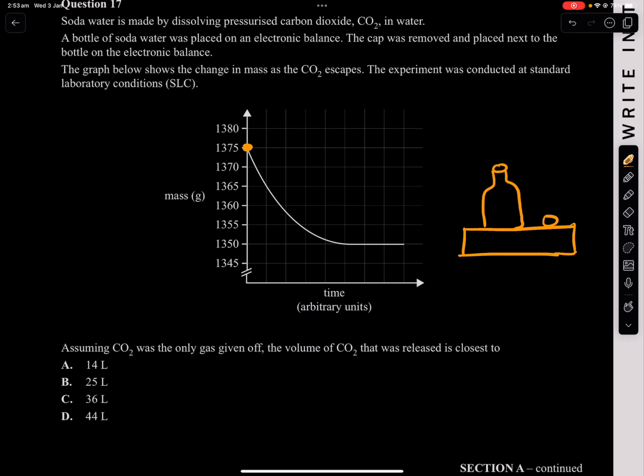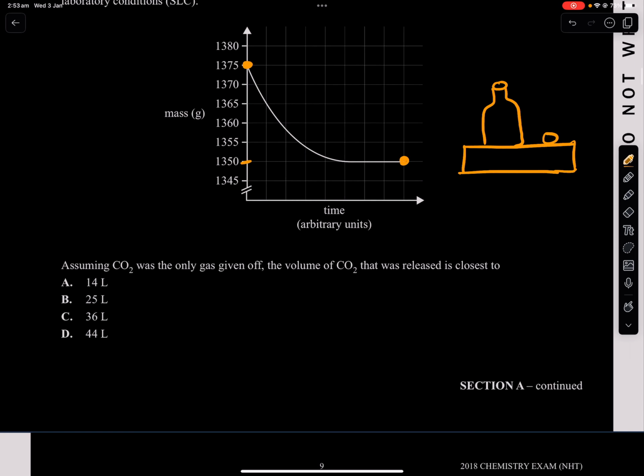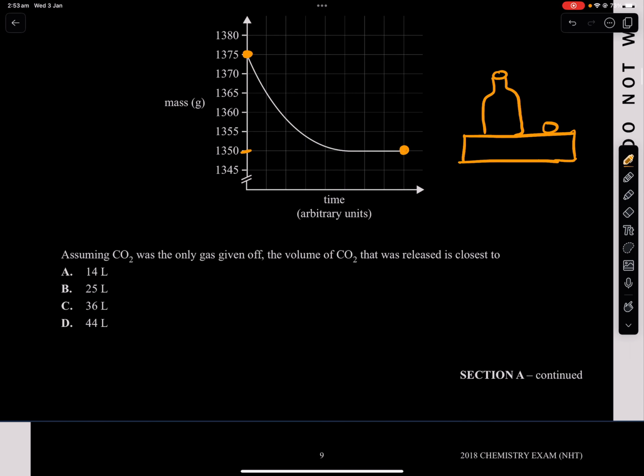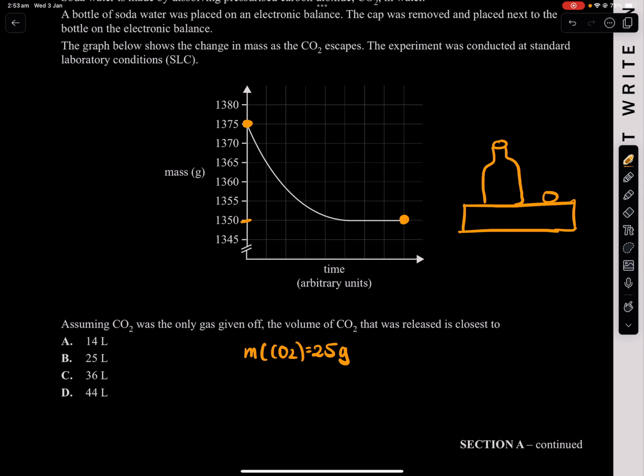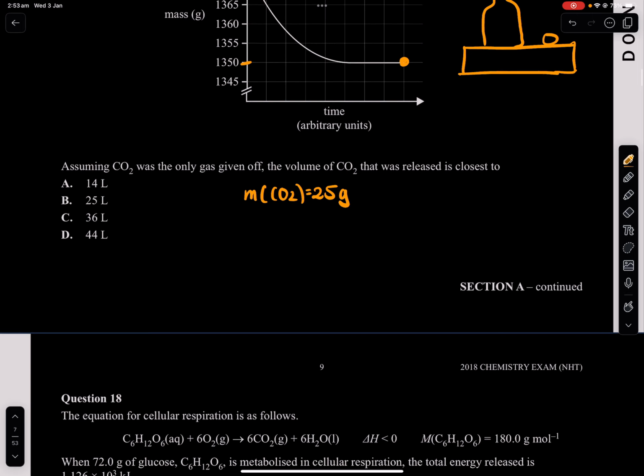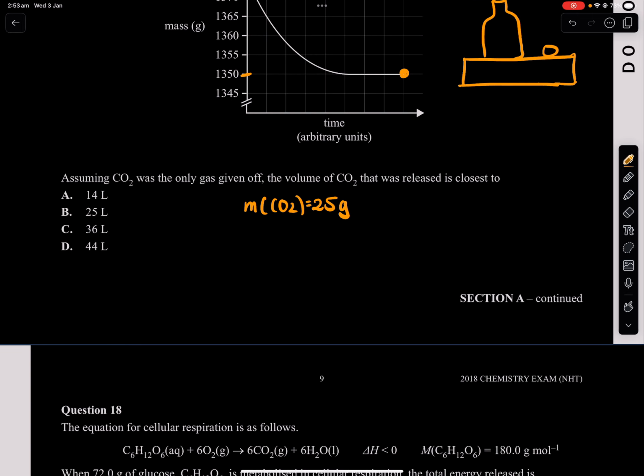Well, we started initially with 1375 grams of CO2, and then we decreased to this constant value of 1350. So what's that decrease? The decrease is 25 grams. There is a decrease of 25 grams, and this is your mass of CO2. Of course, because we're talking about SLC, we want the volume. So remember, the formula for SLC is what?